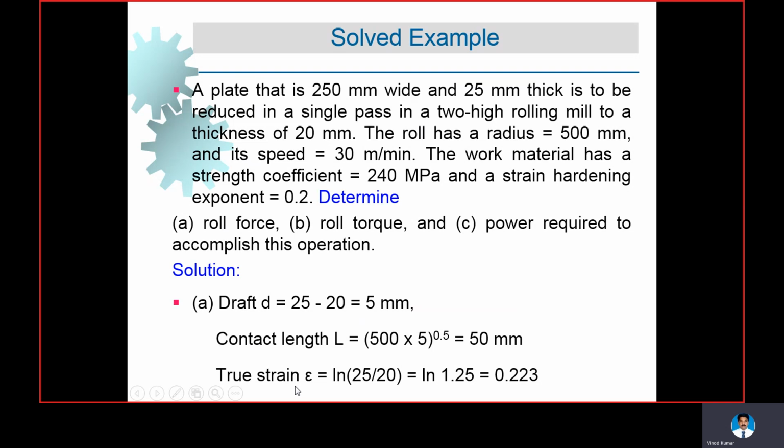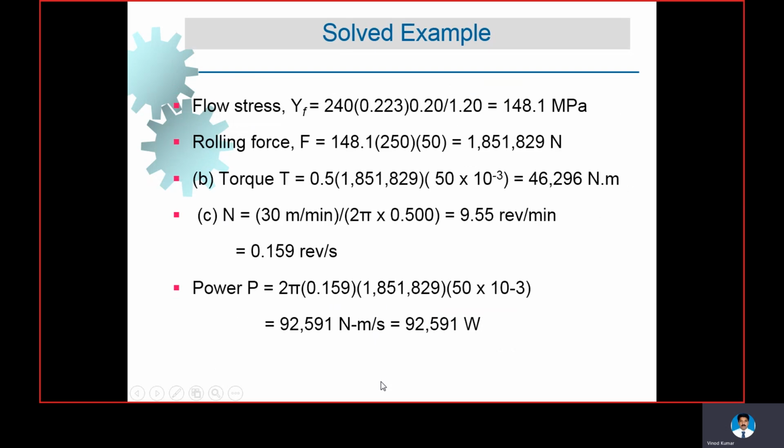Then we can calculate the true strain using this equation: ln of final thickness divided by initial thickness gives the true strain. Then the flow stress is equal to K epsilon raised to n divided by 1 plus n. Then the rolling force F is equal to flow stress times W times L. Torque we can calculate using the equation 0.5 F times L, where L is the contact length we already calculated, and power we can calculate as 2 pi N F L. Using this equation we can get the power also.